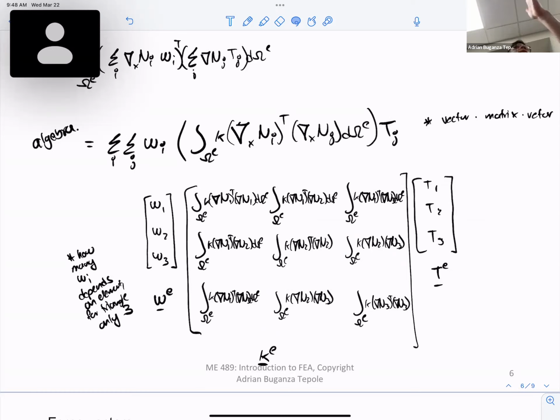How would it look for the quadrilateral? Exactly the same, but the W vector would have 4 entries, the T vector will have 4 entries, and the matrix will be 4x4 because now you have 16 combinations. You will have N1, N1, N1, N2, N1, N3, N1, N4, N2, N1, N2, N2, N2, N3, N2, N4, and so on.